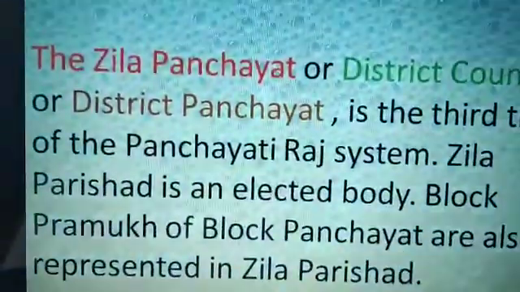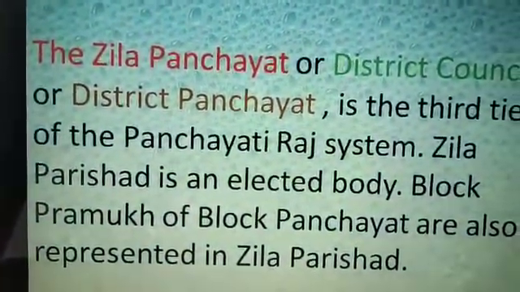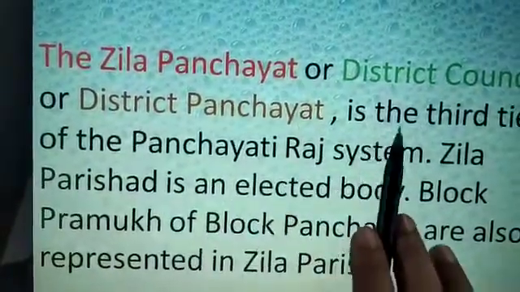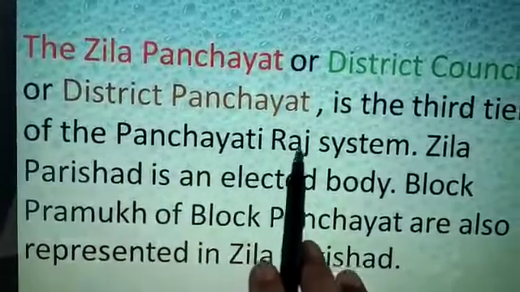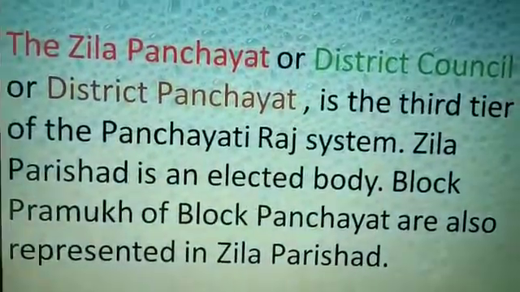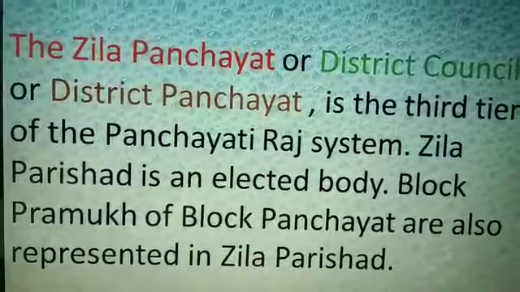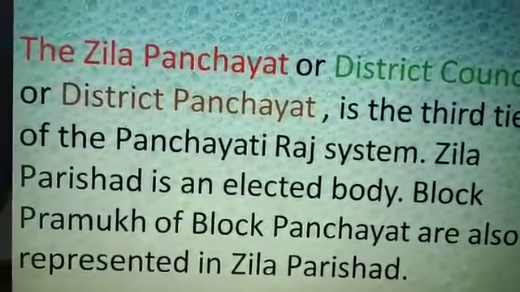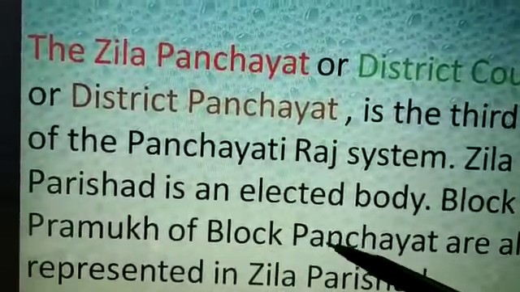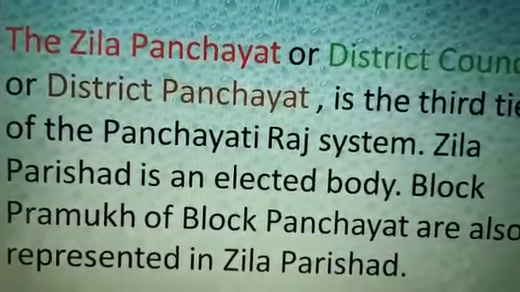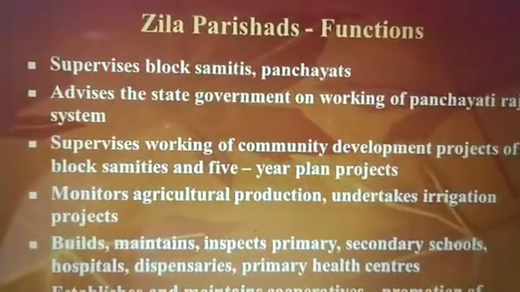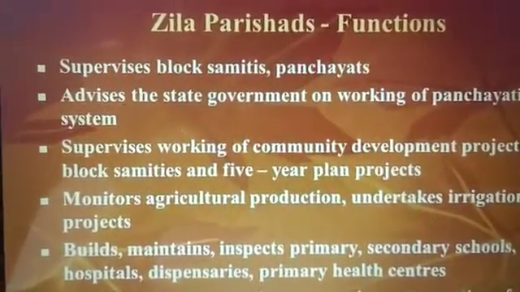Moving on next to the Zilla Parishad. The Zilla Parishad can also be called the district council or the district panchayat. It is the third tier of the Panchayati Raj system. So the first tier was Gram Panchayat, the second was the Panchayat Samiti, and the third is the Zilla Parishad, also known as the district panchayat. What are the functions of the Zilla Parishad?